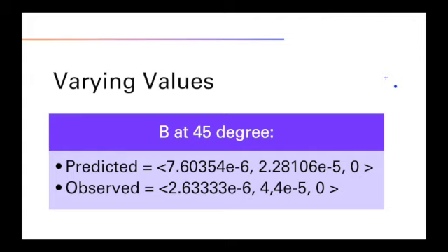I then compared this value to my observed B at 45 degree value from my experiment. These values differ slightly, but are in the same 10th power. The exact values of the x and y coordinates differ, perhaps due to magnetic interference during the physical experiment. Despite varying slightly, these are fairly close results considering the small degree to which they were measured.